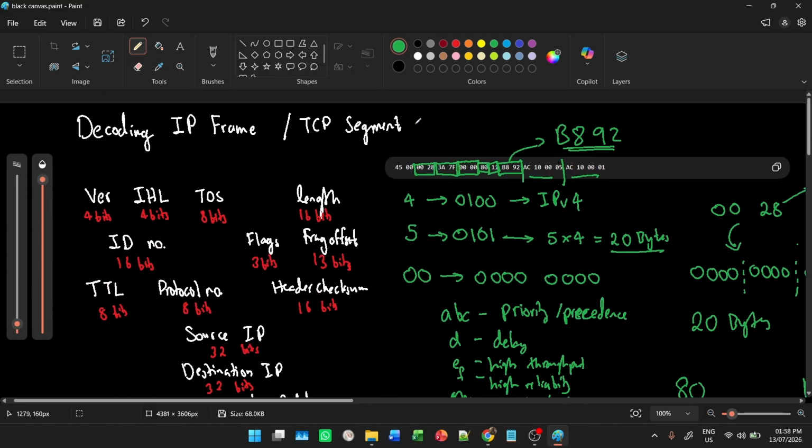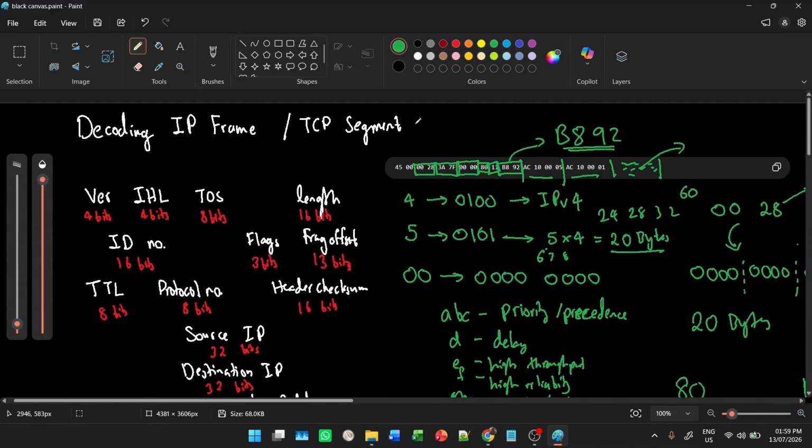So let's say that for some reason this is greater than 5, so it could be a 6, 7 or 8, meaning it can be 24, 28, or 32, it can be any value, it can even be 60. That means there is extra optional header stuff in here that will be included in here itself. So if you see more numbers than this, you should know that these are some of the stuff under options. And I think that is the IP frame format.